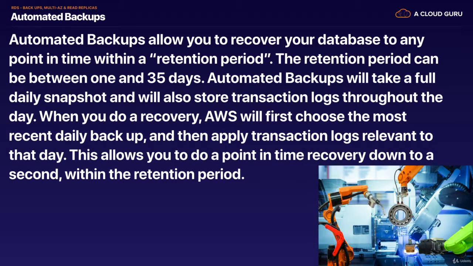Automated backups will take a full daily snapshot and will also store transaction logs throughout the day. When you do a recovery, AWS will first choose the most recent daily backup and then apply the transaction logs relevant to that day. This allows you to do a point-in-time recovery down to a second within the retention period.